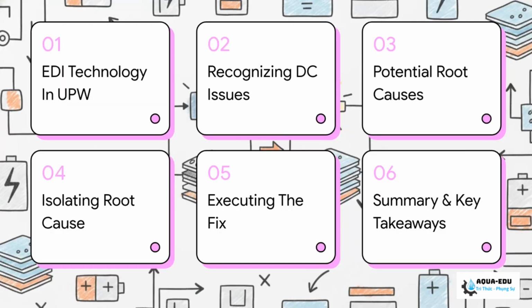To tackle this, we're going to follow a strict 6-part diagnostic roadmap. First, EDI technology in UPW. Second, recognizing DC power issues. Third, potential root causes. Fourth, isolating the root cause. Fifth, executing the fix. And finally, sixth, summary and key takeaways. Let's move through this systematically, because that's the only real way to fix critical infrastructure.